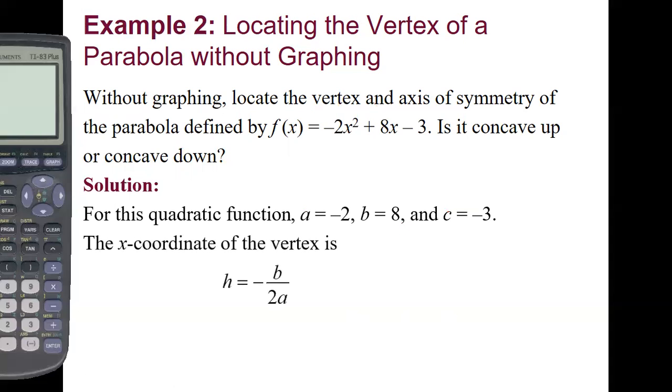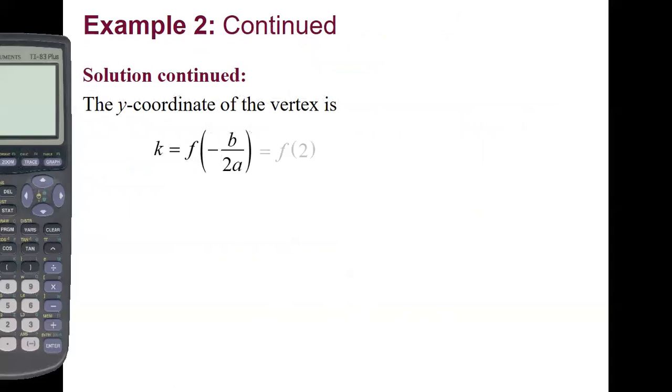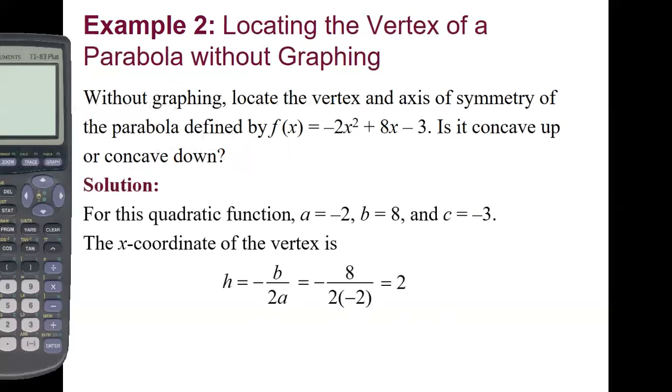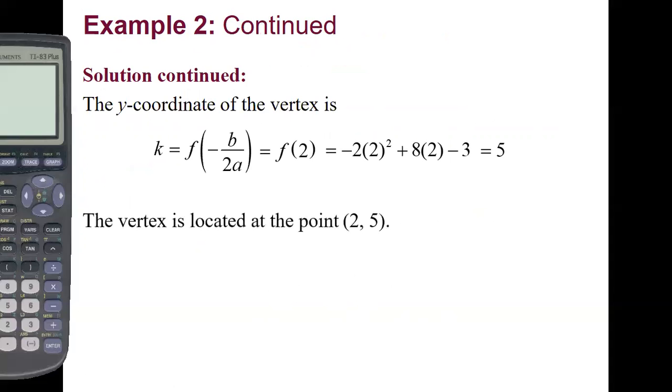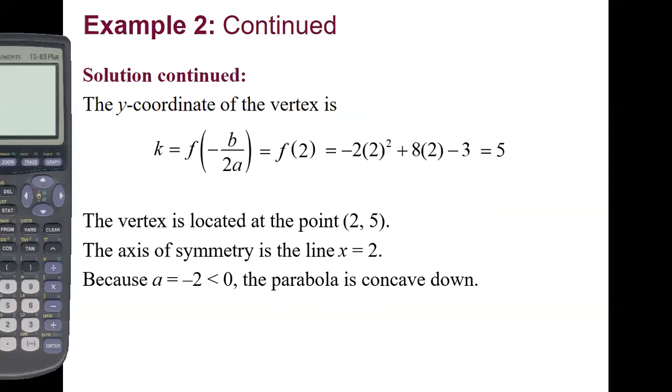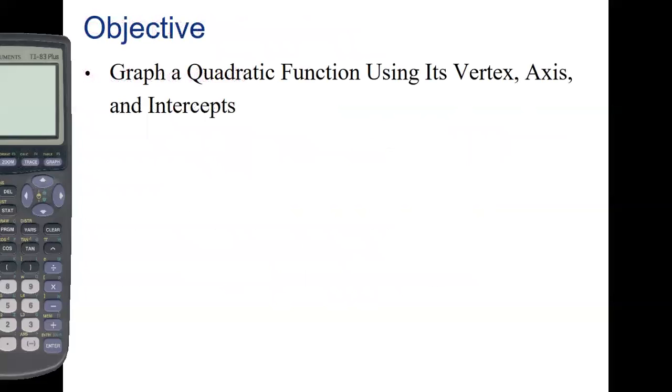Here's the full explanation all written out for you. You identify your A, your B, and your C. You substitute those values in. Once you find your H, you substitute in to find your K. Did I do math wrong? I did. It was a plus? Fudge sickles. It was a plus. Okay, good thing I write it out. Equals 5. So our vertex is at 2, 5. And our axis of symmetry is x equals 2. Okay, and we know that A is negative, so it's concave down. Cool.